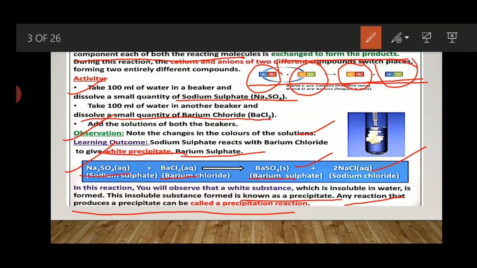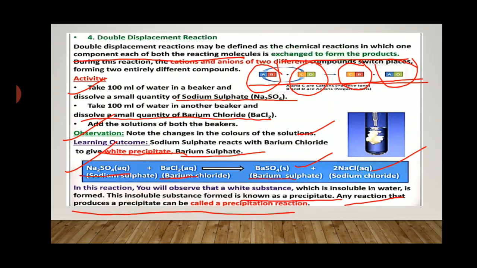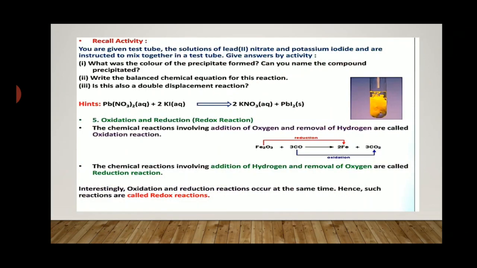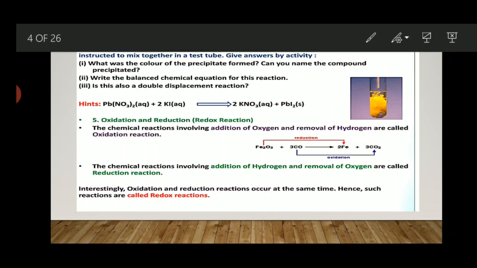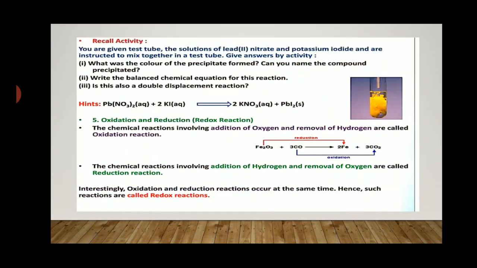Now let's understand more clearly with some more examples. Just recall the activity in which you were given a test tube with the solution of lead nitrate, which we already did. In the decomposition reaction, we heated lead nitrate in order to get lead oxide along with nitrogen oxide gas.